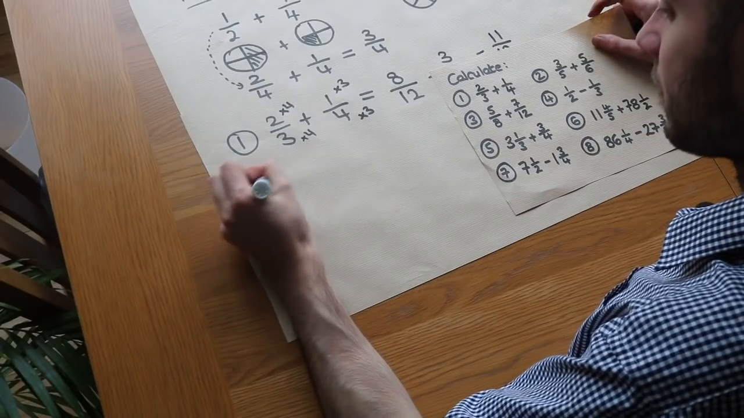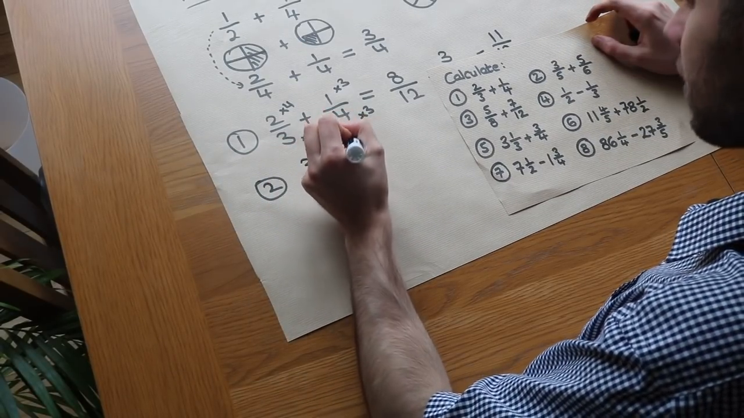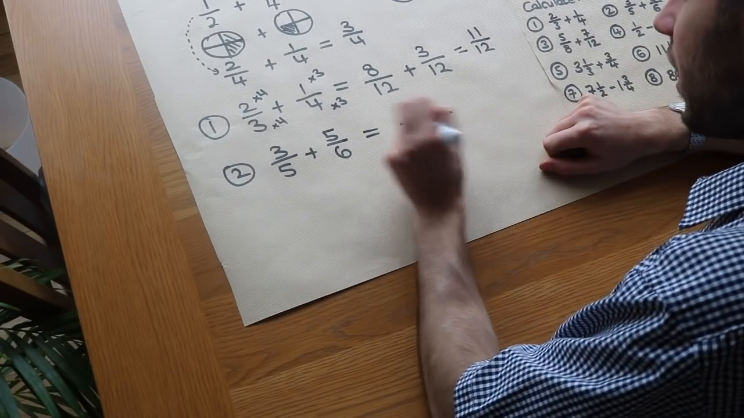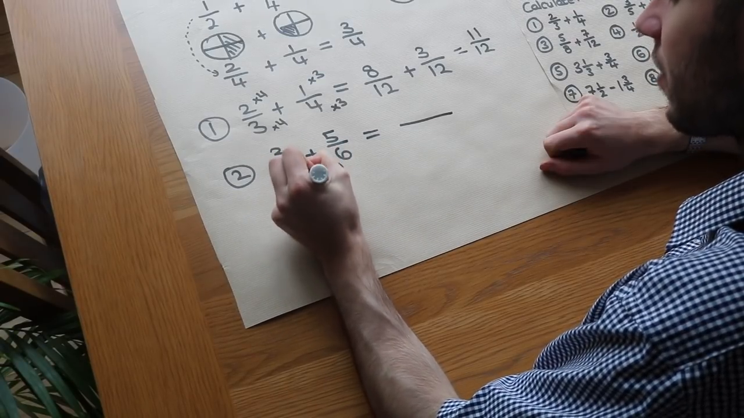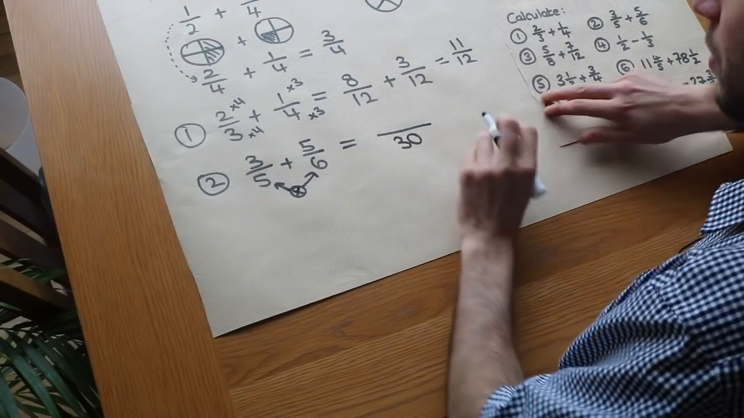What about the next one? We've got 3/5 plus 5/6. Now to show you a slightly quicker way you could do this, what you could do is multiply the denominators, so multiply these. So 5 times 6 is 30, and then you cross multiply the numerators.